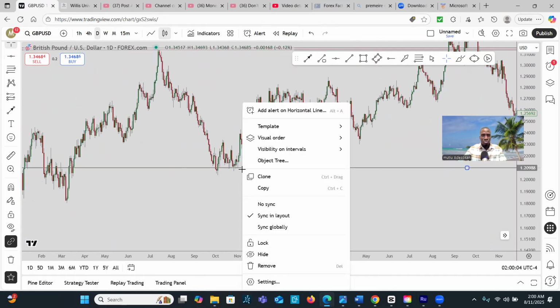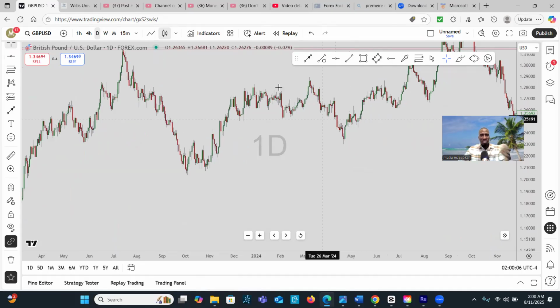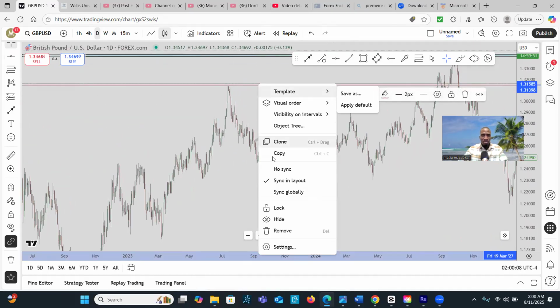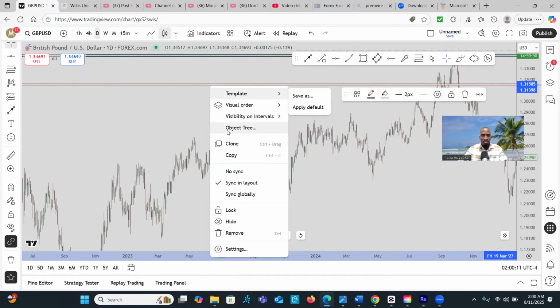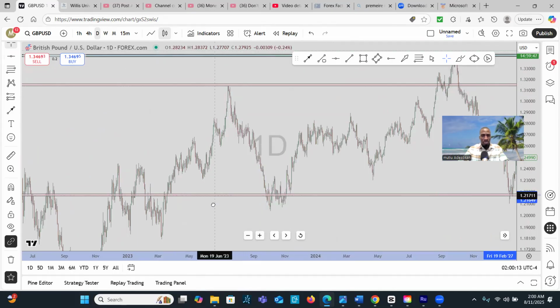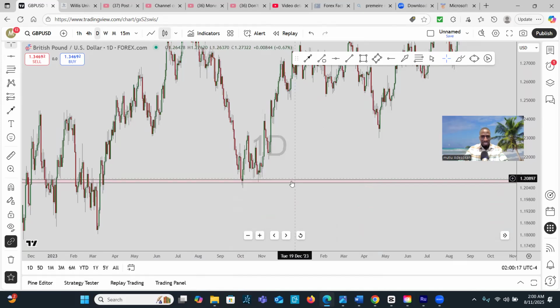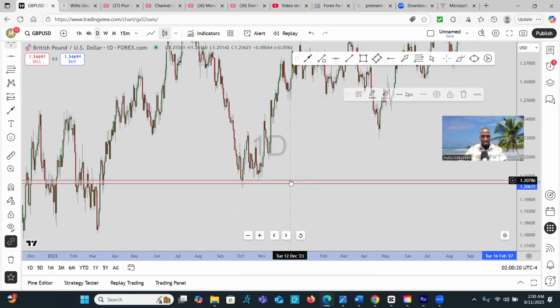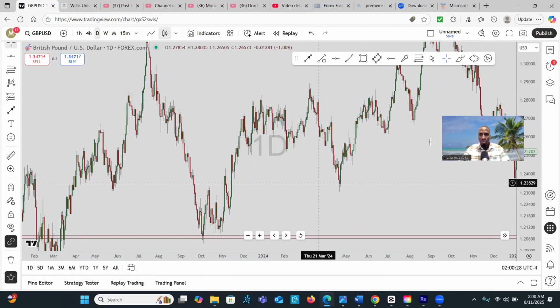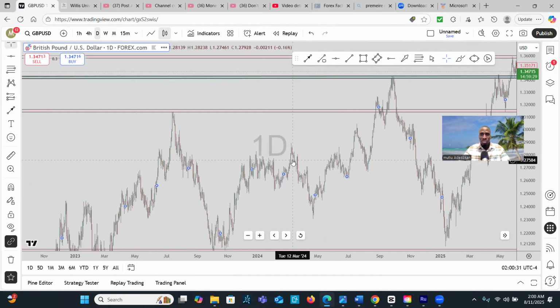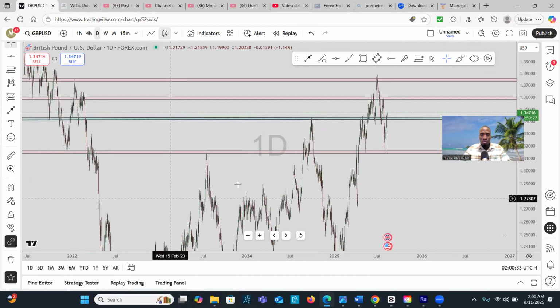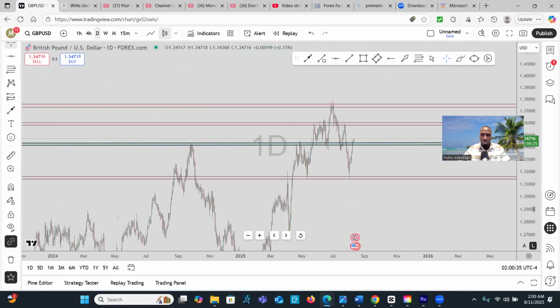But if I use the rectangle shape, which is this one here, I clone it, I put it here. You see how nicely it just covers everything here. You see? So this is the reason why I say it's always good when you use the rectangle shape to draw your levels or your zones when you are trading support and resistance.